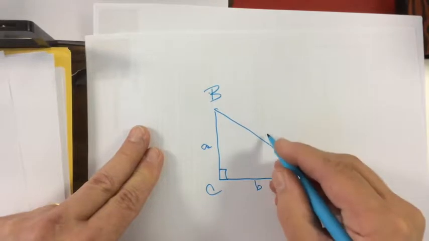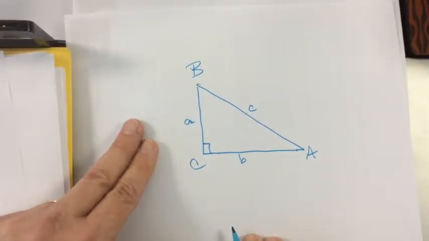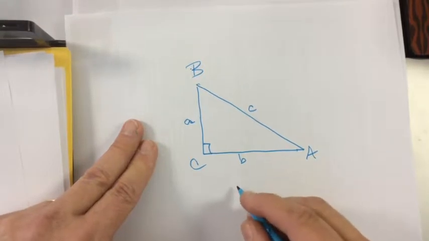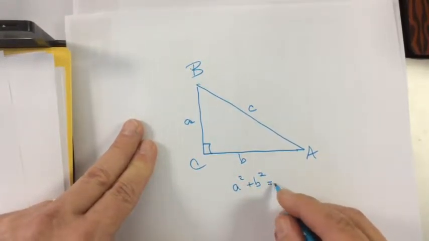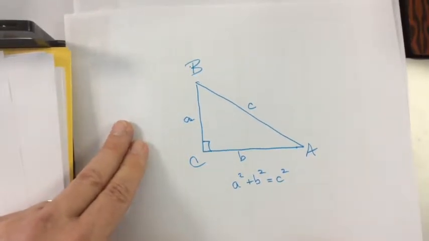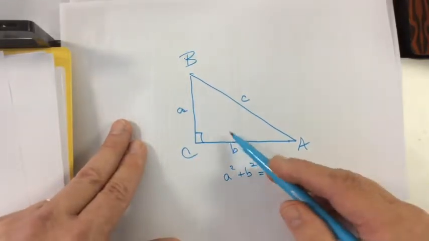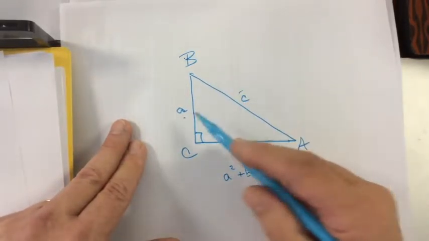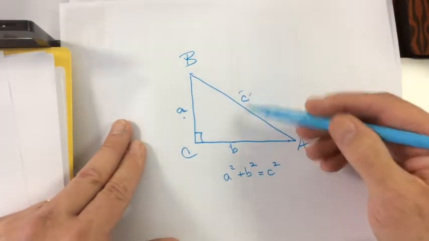Every right triangle has this magical relationship among its sides, and that is that a squared plus b squared is equal to c squared. That's called the Pythagorean theorem. If you know two of these sides, if I give you two of these numbers, you can give me the third one.